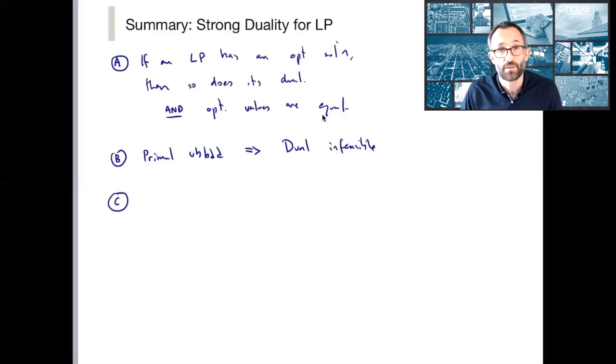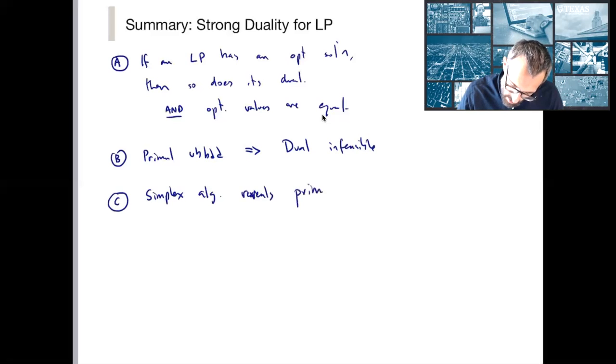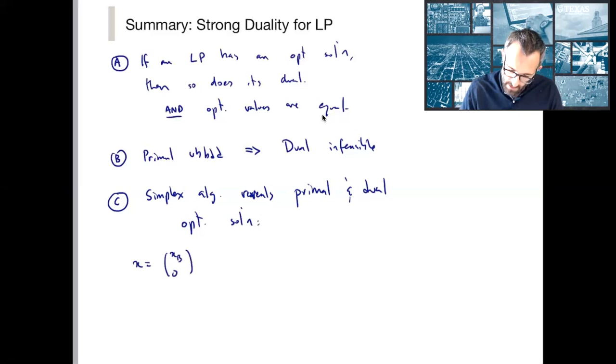Another extremely important thing that we've seen, and we're going to use repeatedly, is that the simplex algorithm reveals the primal and dual optimal solution. Namely, we get X, and we saw this from the original simplex, is AB inverse B and 0, but also the optimal solution P is equal to CB transpose AB inverse.